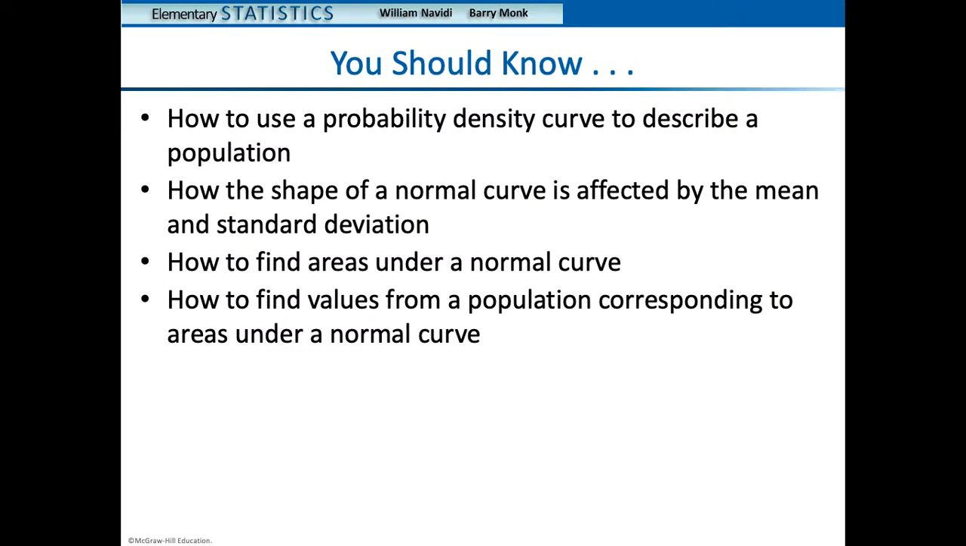So that covers the basics of how to use a normal curve for certain applications, right? We've discussed how to use a density curve to find a population, how to find areas under a normal curve, and find values from a population corresponding to areas under a normal curve.